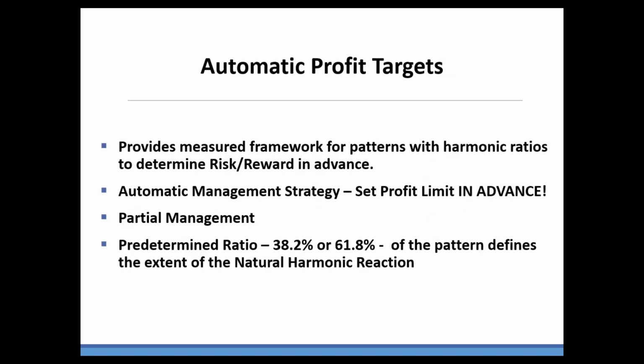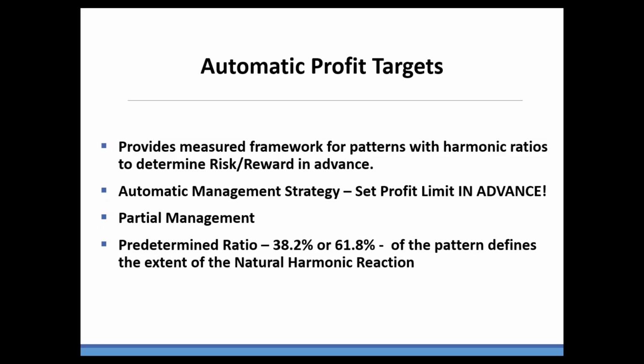Now let's look at the automatic profit targets, because this provides a measured framework for patterns with harmonic ratios to determine risk reward in advance. It also gives us a general measured framework for management, just like we do for identification of patterns. The automatic management strategy sets the profit limit in advance. So we're going to look to take a profit automatically on the first test at that 382 level.